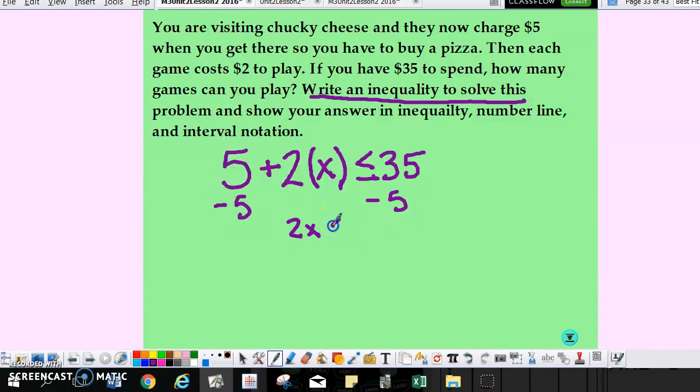Subtracting my 5 leaves me with 2x is less than or equal to 30. Divide by 2, x is less than or equal to 15. So that means I can play 15 games or less.